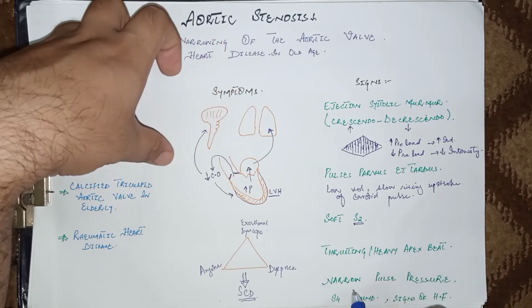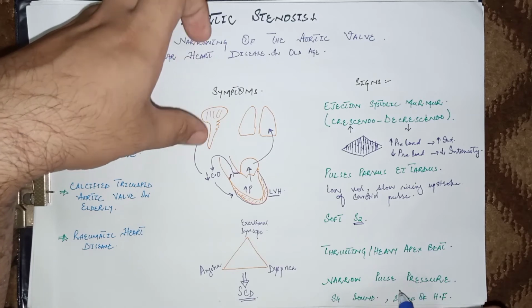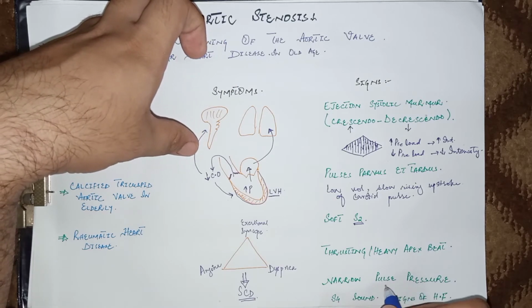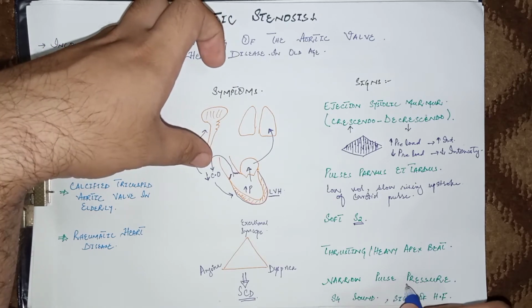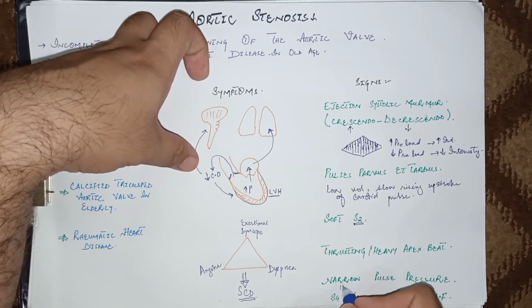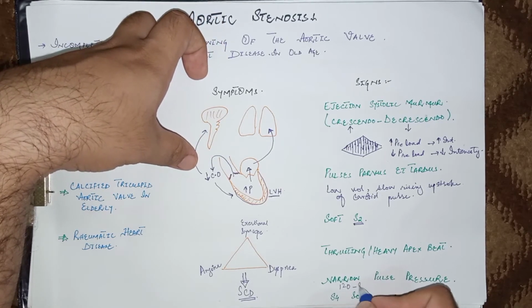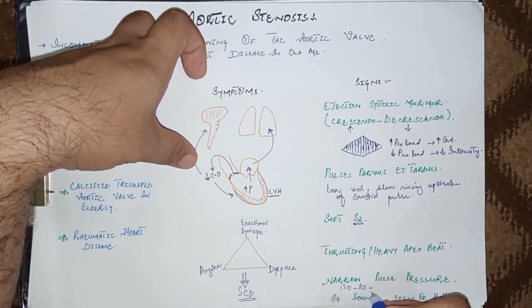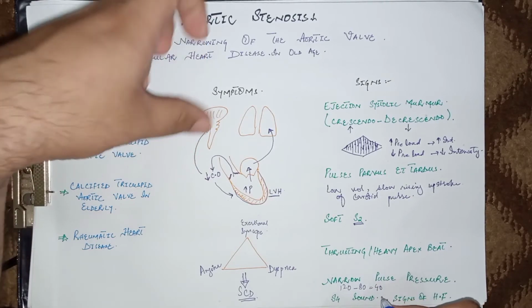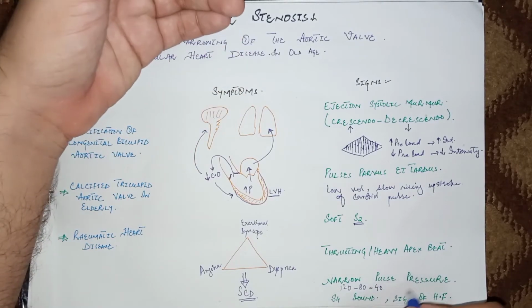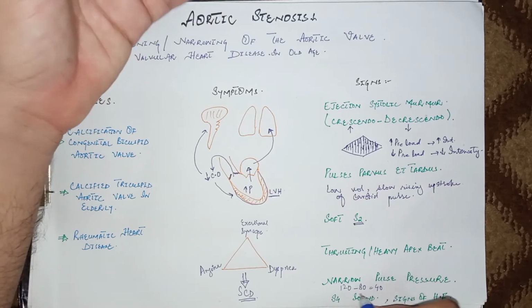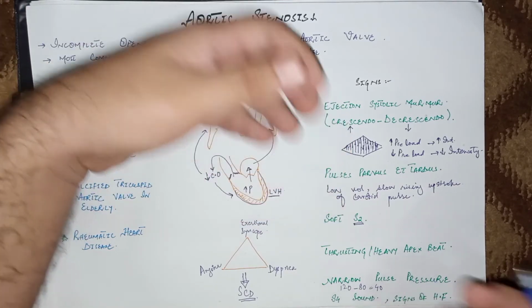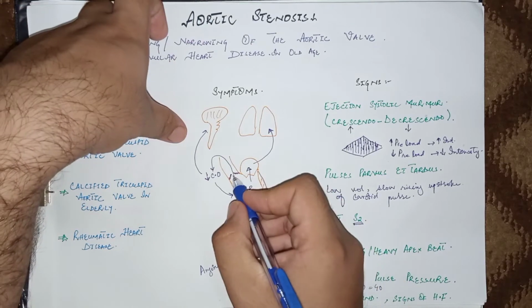And the other feature is narrow pulse pressure. So what is pulse pressure? It is basically the difference between the systolic blood pressure and diastolic blood pressure. Normally the systolic blood pressure is 120 and diastolic is 80, so the difference is 40. Normally the pulse pressure is 40 millimeter of mercury, but in these patients there is narrow or reduced pulse pressure because of obstruction in the pathway.